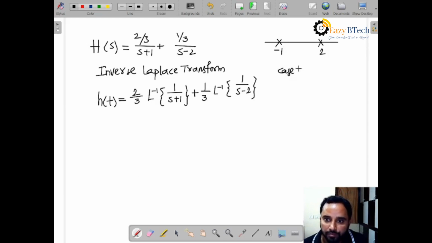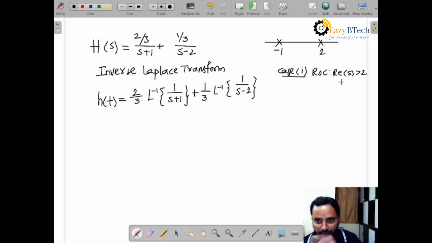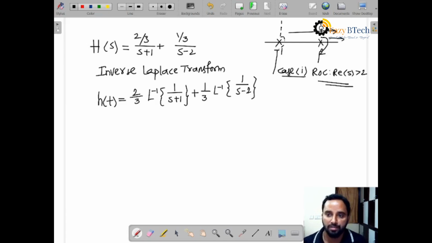Okay. Now, case 1, what I am doing is, the ROC is real part of s greater than 2. This is the ROC I am considering. This is case 1. That means this minus 1 pole should be right sided, and this 2 also should be right sided, then only we can get the overall ROC, real part of s greater than 2. Whenever we have 2 or more ROCs, we have to take the intersection. So this is the intersection now.